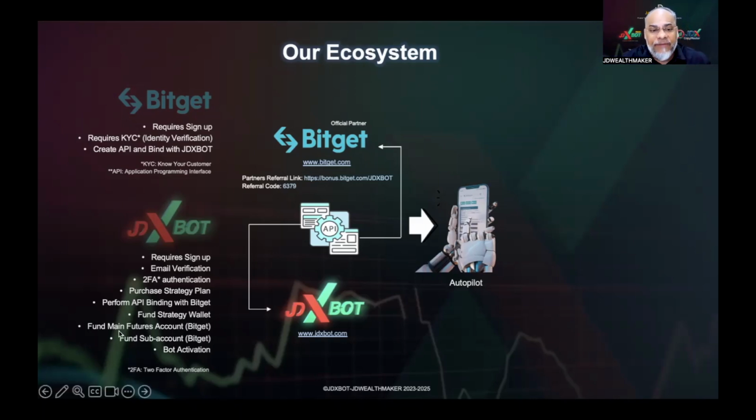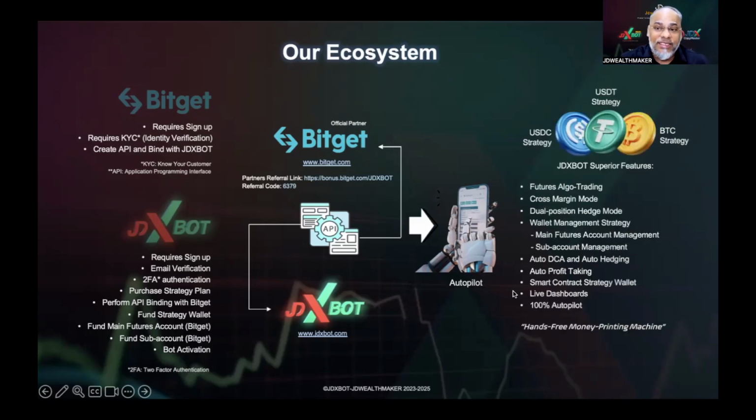And thereafter, you have to make sure you fund your main futures account. So please take note, we have the main futures account in BitGet and also a sub account in BitGet. You have to make sure both of these accounts are funded, which I'll explain to you later on: how the funding works and why we have these two separate accounts in place. And finally, once all these processes are done, your bot will then be activated, okay? So that is how the whole ecosystem works.